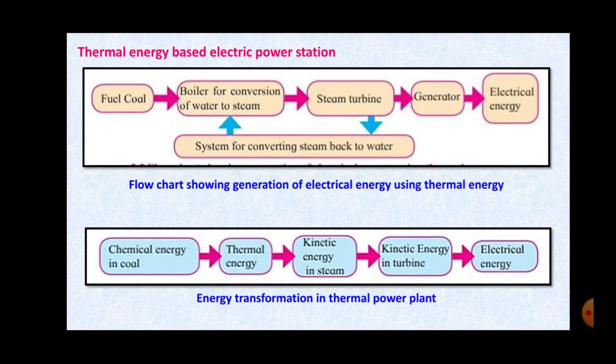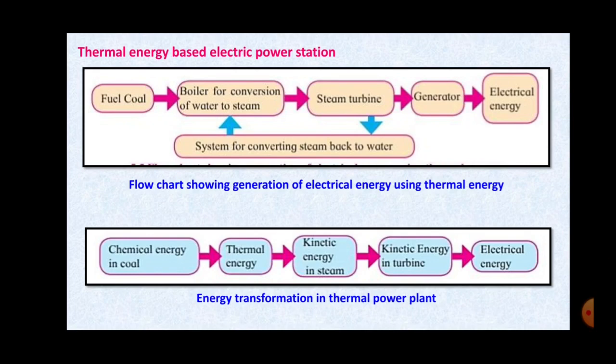Now this thermal energy is in the form of kinetic energy, right? Because it is not stagnant, it's moving, it's in motion. So this kinetic energy in the steam, or the thermal energy, rotates the turbine, right? So this kinetic energy which was in steam starts rotating the turbine, and then this helps in the generation of the electrical energy.